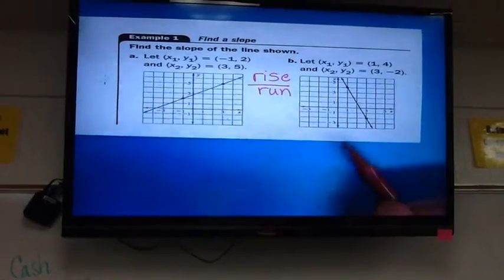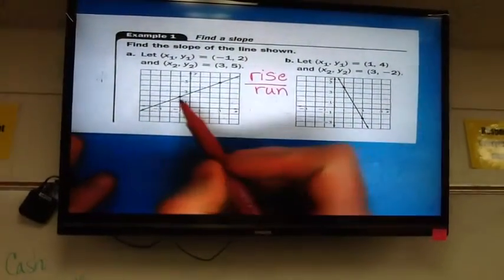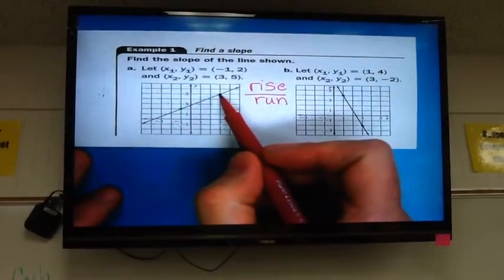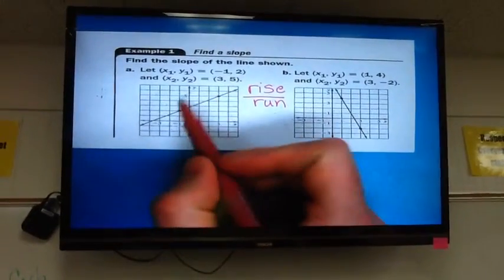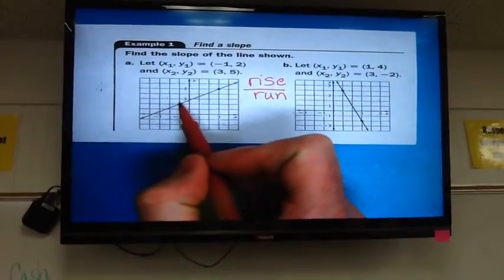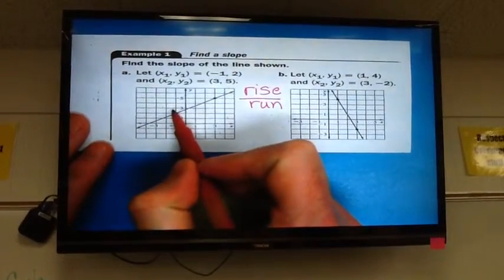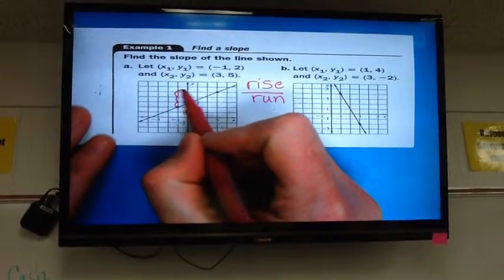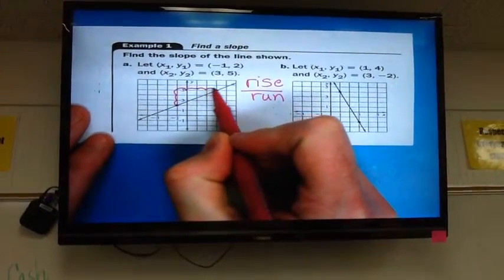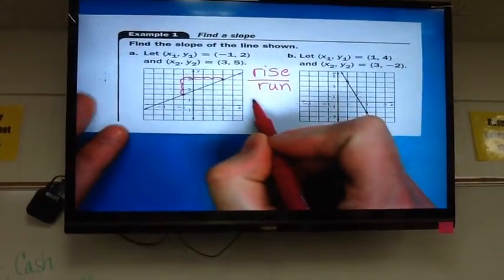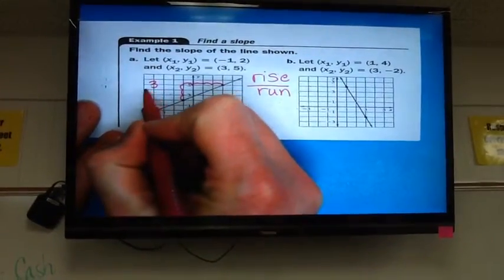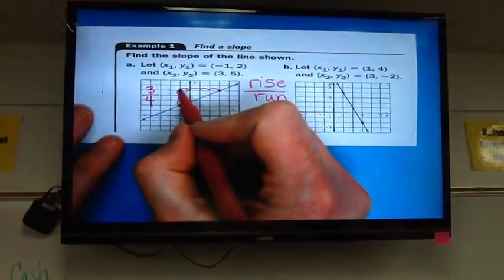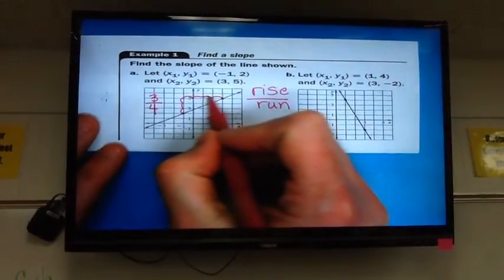To find rise over run, you start with 2 points that are on your line. And we have this point here that is -1, 2, and we have another point that is 3, 5. So I'm going to start at the lowest point, and I'm going to see how far I have to rise. I'm going to go 1, 2, 3, and then I'm going to run 1, 2, 3, 4. So the slope of this line is 3 over 4. The 3 is positive because I went up, and the 4 is positive because I went to the right.